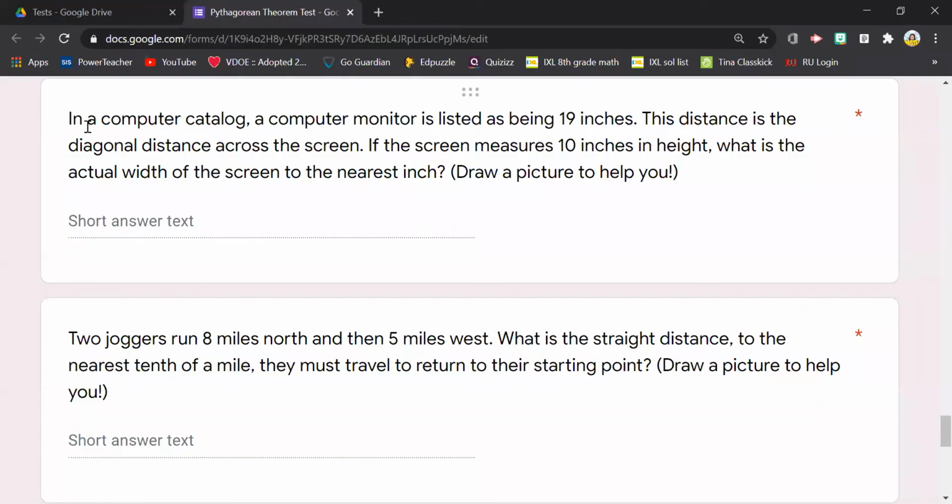Okay, second question. In a computer catalog, a computer monitor is listed as being 19 inches. The distance is the diagonal distance across the screen. If the screen measures 10 inches in height, what is the actual width of the screen to the nearest inch? And then it says draw a picture to help you.